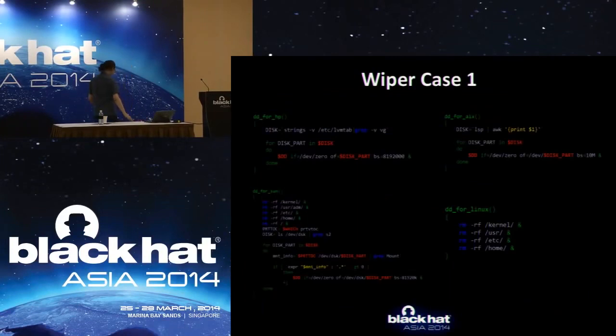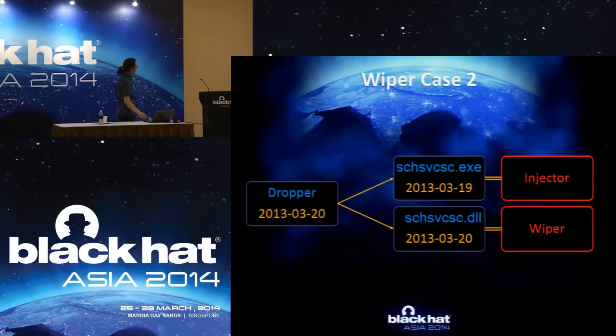Here are the other operating system wipers, 4 different kinds. Except the last one, for general Linux, which just deletes all the important directories on your system, the other 3 try to write zeros on your MBR. So it just destroys your hard drive. And we found this is not the only case. Here is another one.